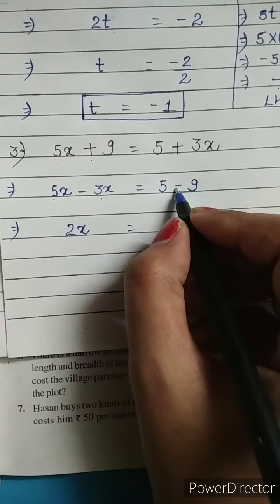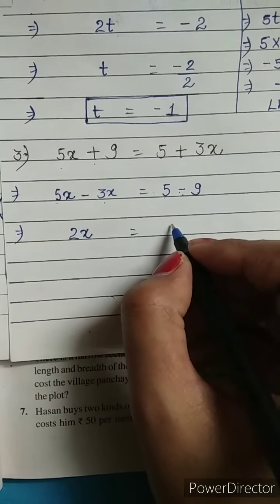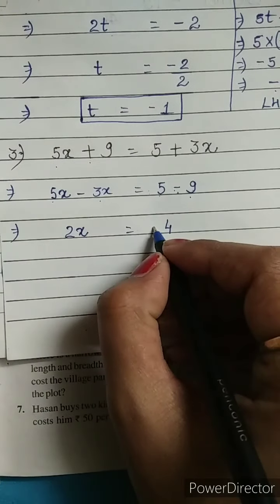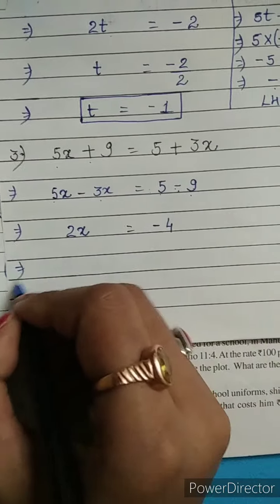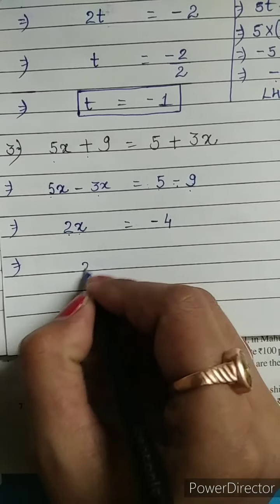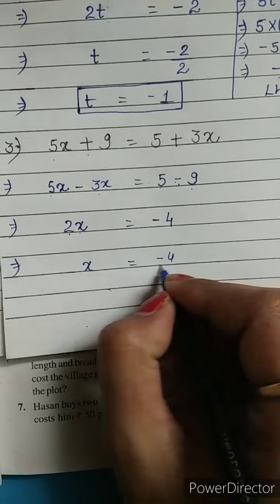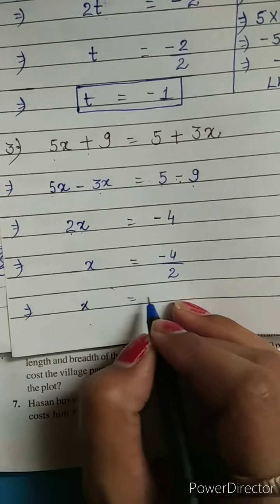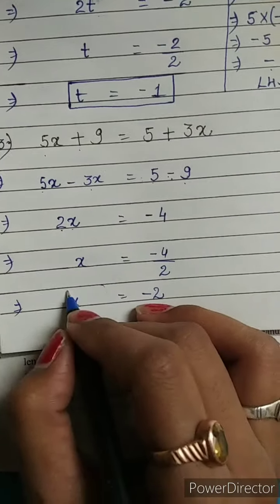Okay, plus minus minus, so 9 minus 5 is 4, but 9 is the bigger number, so its symbol will come here as a minus. Okay, this 2 is in the multiplication, so on the opposite side it will go in the division, so negative 4 divided by 2. When we reduce it, its answer is x is equal to minus 2.